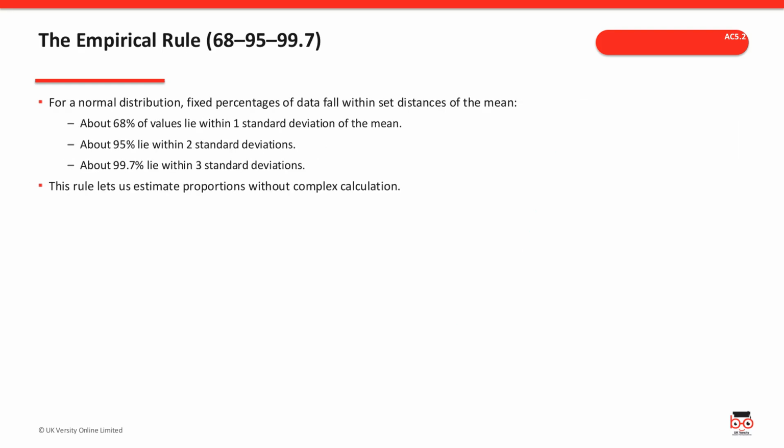For a normal distribution, there's a wonderfully useful shortcut called the empirical rule. Fixed percentages of the data fall within set distances of the mean. About 68% of values lie within 1 standard deviation of the mean. About 95% lie within 2 standard deviations, and about 99.7% lie within 3 standard deviations. That rule lets us estimate proportions in our head without any complicated calculation.